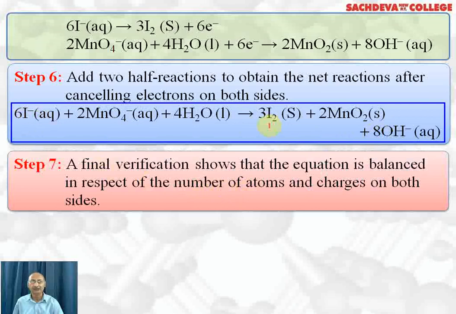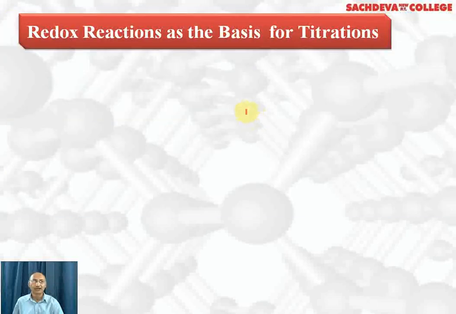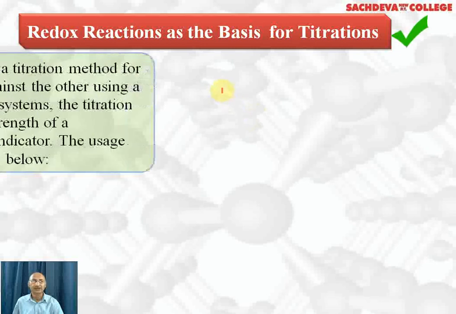How? 6 iodine, 2 manganese, 2 manganese. There are 8 plus 4, 12 oxygen on each side. 8 hydrogen, 8 hydrogen. All the atoms are equal. Let's take up the charges. 6 negative plus 2 negative, 8 negative charge. This side also has 8 negative charge. The equation is balanced. Now we are taking the redox reaction as the basis of titration.